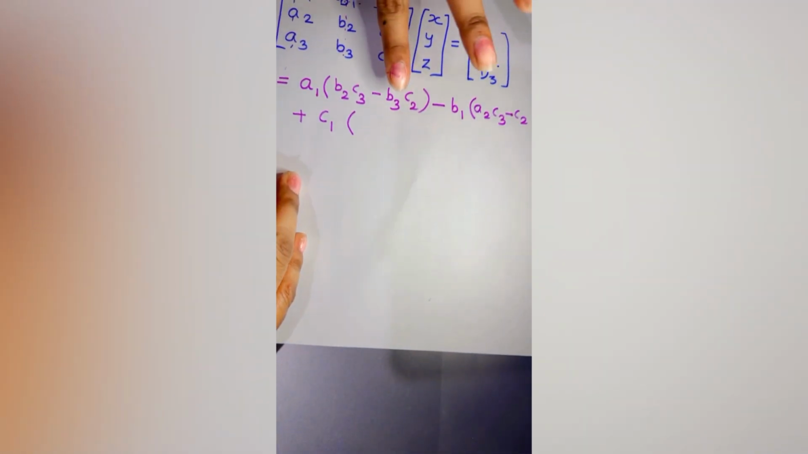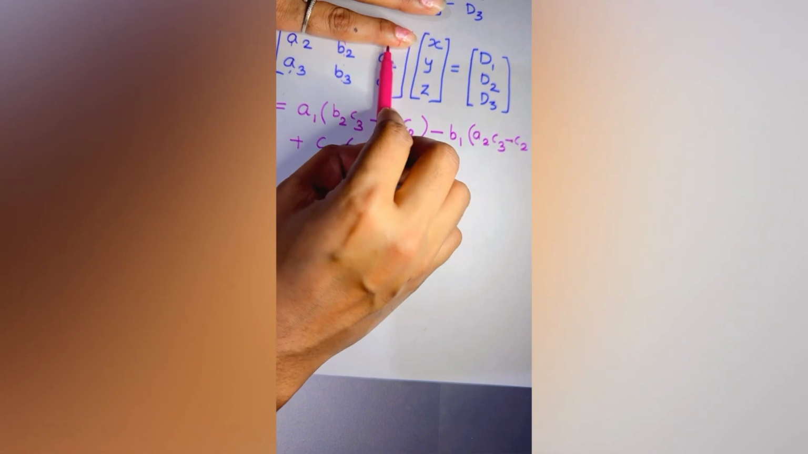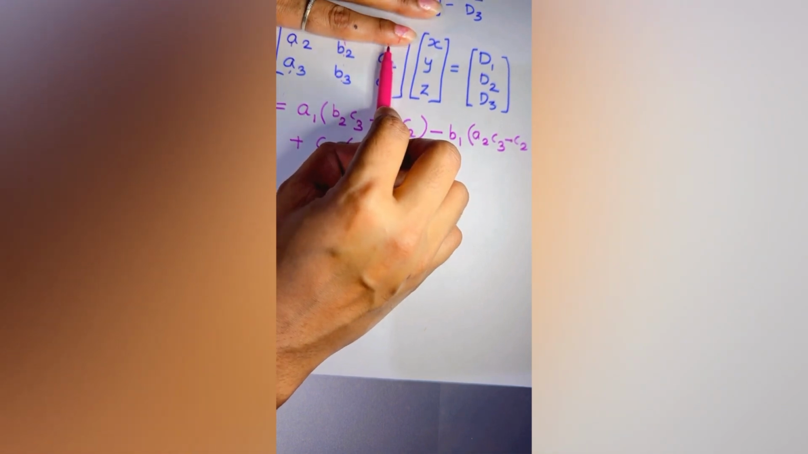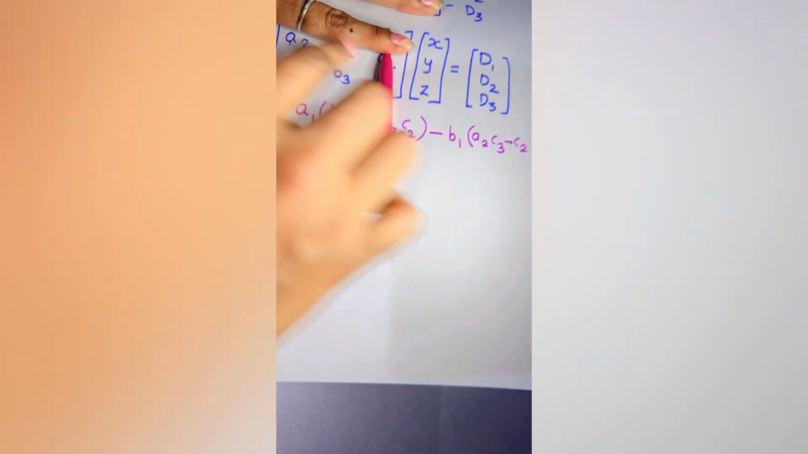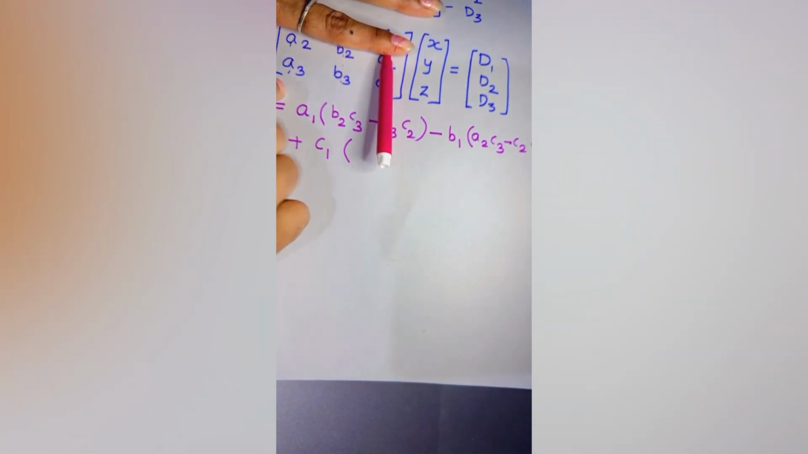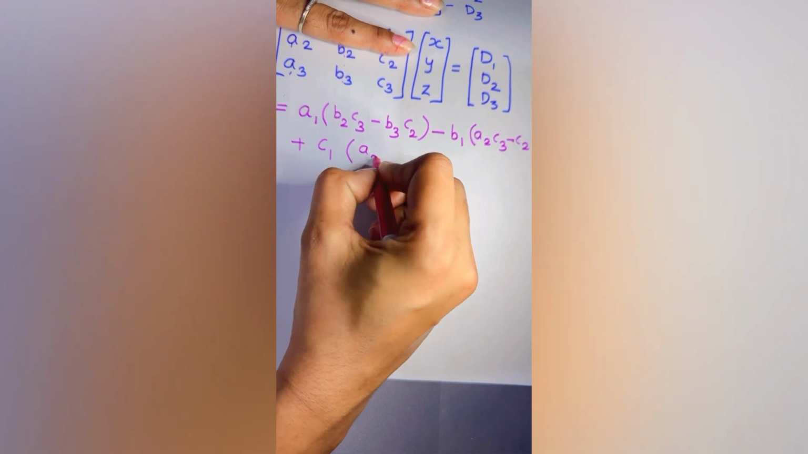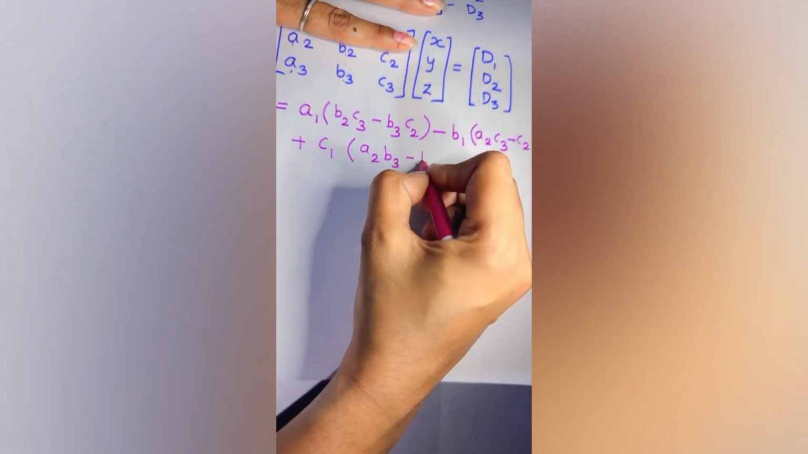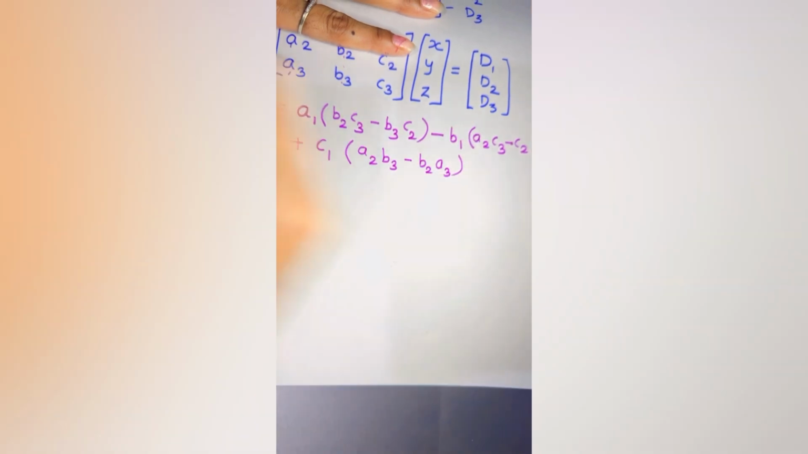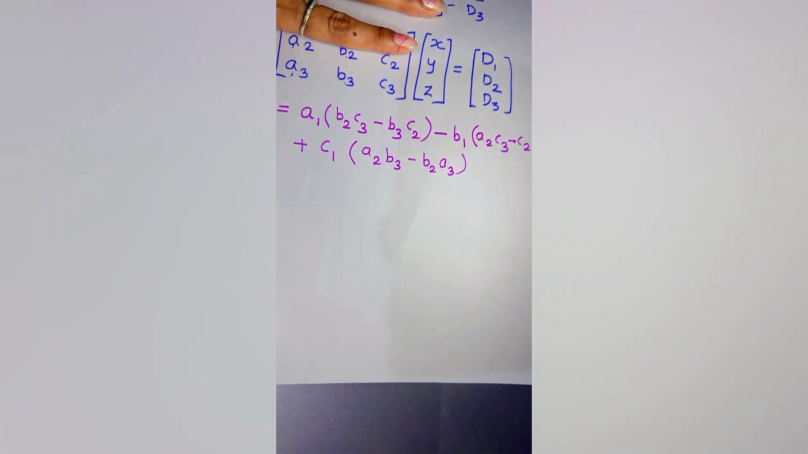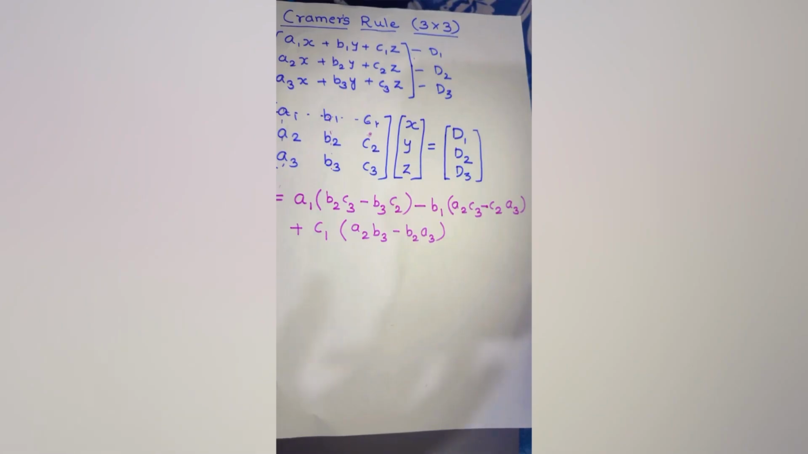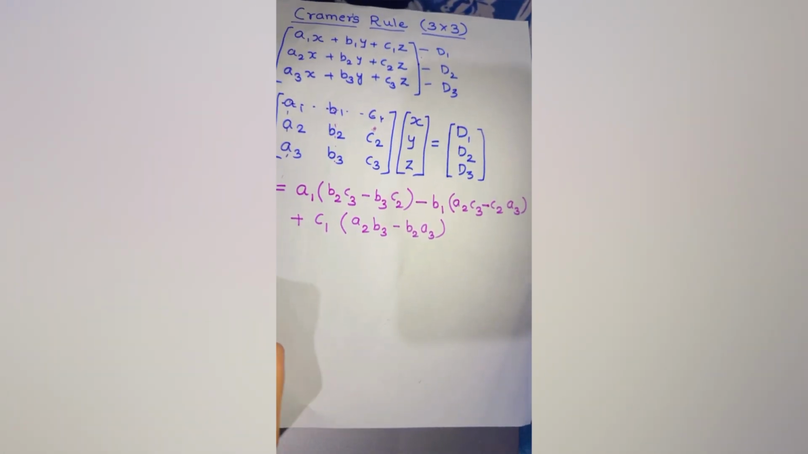Now which row does c1 belong to? The first row, and the third column. So what terms remain now? a2 b3 and b2 a3. Now write a2 b3 minus b2 a3. Okay, this is your determinant. This is your total determinant now.